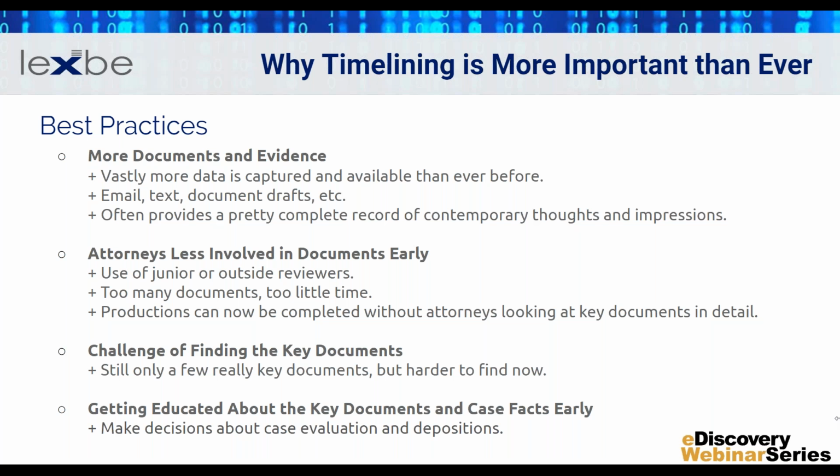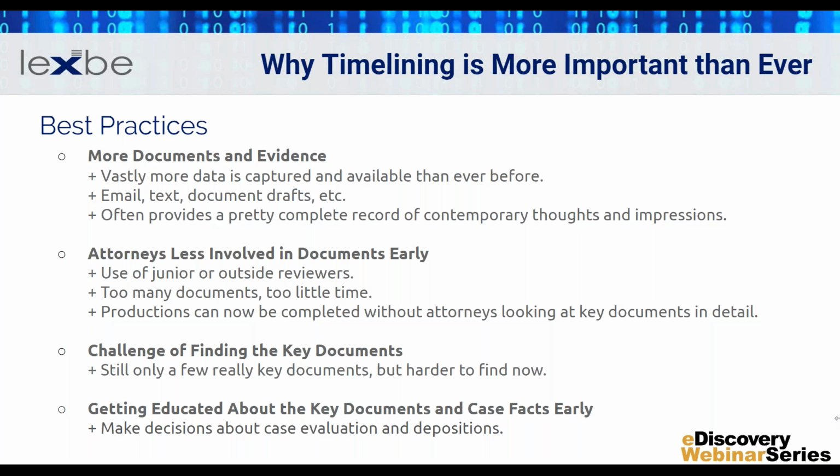There is still the challenge of finding the key documents, but now that challenge has exponentially increased for us, because even though we're still probably going to come up with the same handful of really critical documents to support our case, we're looking through exponentially more data than we have been, as all of the different types of ESI continue to grow. So timelining helps us track them, and it also helps us identify not only important documents in the story, but gaps in our story as well.